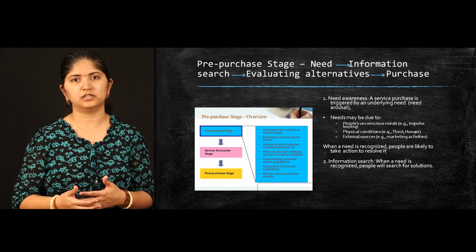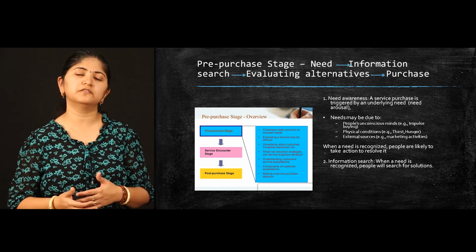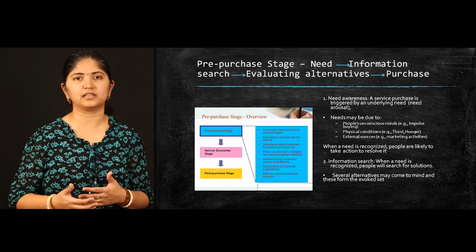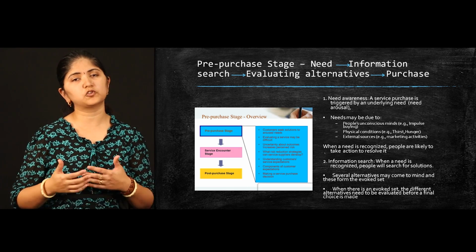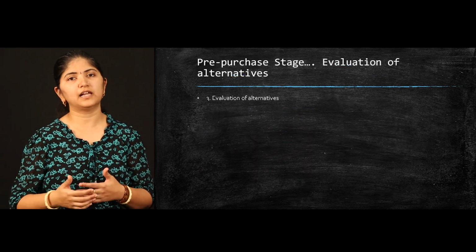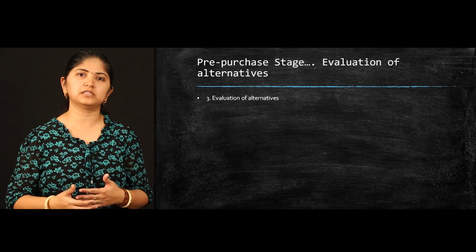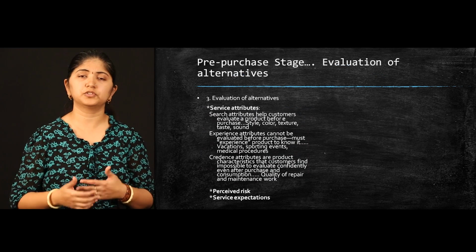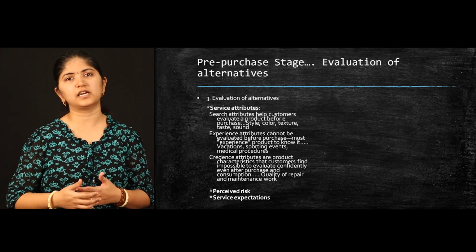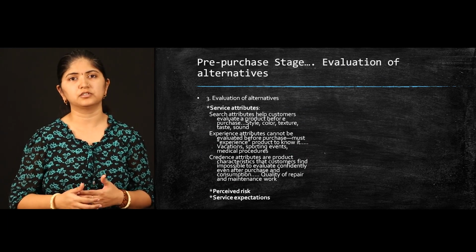Information search stage. Mostly internal and external information comes in, and he searches for information from the evoked set that he has. After having so many alternatives, he evaluates them. Third stage, evaluation of alternatives, where we will be seeing the service attributes, perceived risk and service expectations. First, service attributes. There are 3 attributes.